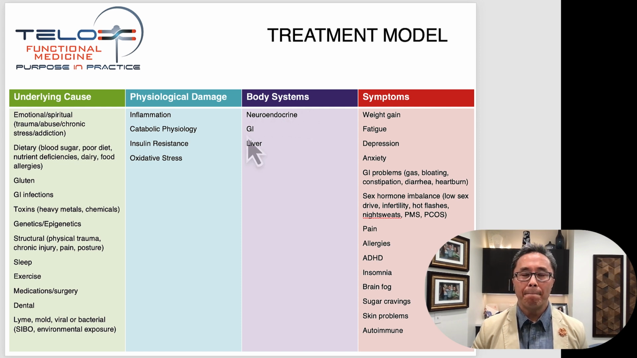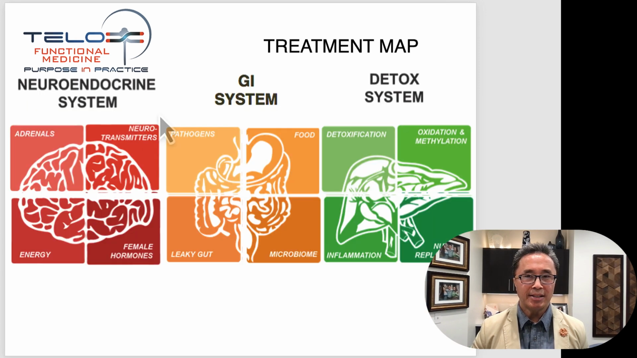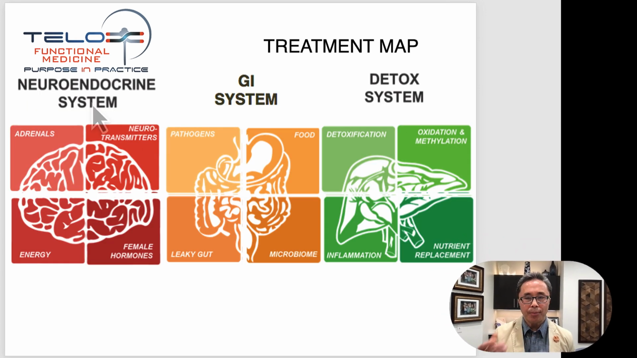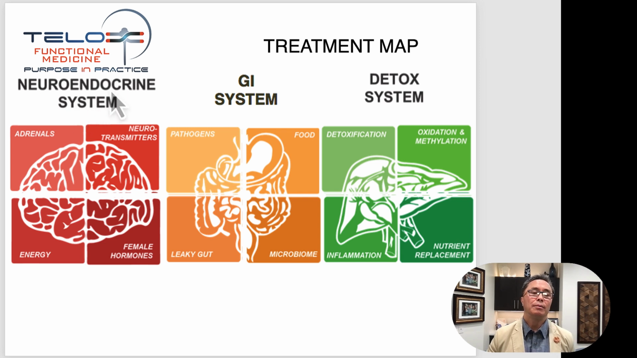This column under body systems, which includes neuroendocrine, GI, and liver, are where we focus our work. In our test, not guess approach, this is the column that we focus on. The body systems in our approach reflect 3 components, the first of which is neuroendocrine, which is your nerves and your hormones. Perhaps oversimplified, it's your signal processing system.